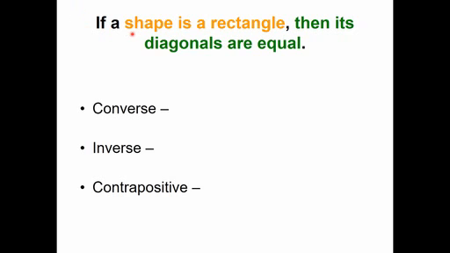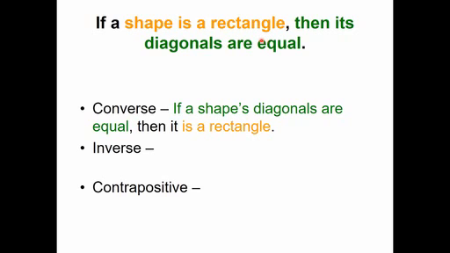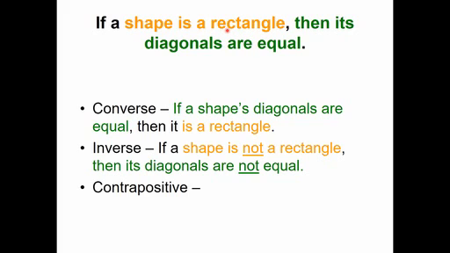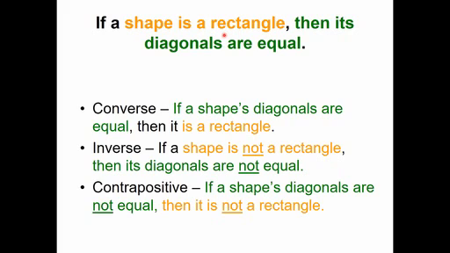I've got the hypothesis in yellow, gold, and the conclusion in green. Pause, write them out, come back, see if we agree. And again, pay attention. Are the statements you're writing true or not? So here's the converse. If a shape's diagonals are equal, then it is a rectangle. Here's the inverse. If a shape is not a rectangle, then its diagonals are not equal. And the contrapositive, interchange and negate. If a shape's diagonals are not equal, then it is not a rectangle.